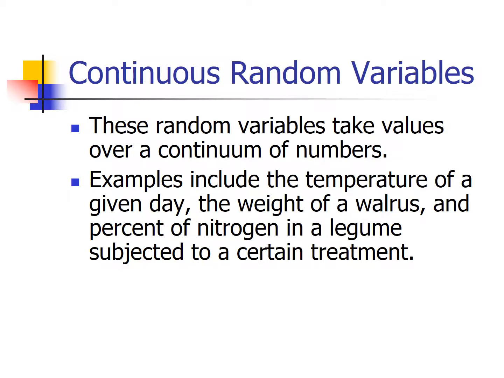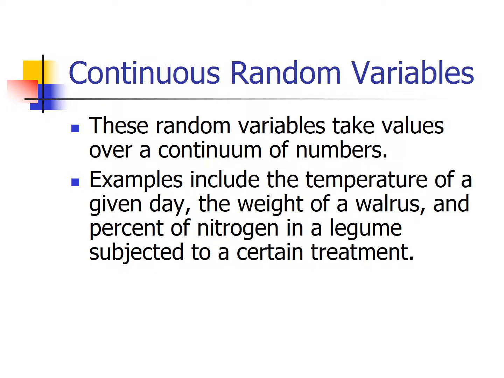With continuous random variables. Continuous random variables are random variables that take values over a continuum of numbers. So temperature during a day might be 90 degrees, might be 91 degrees, but could also be, say, 90.2 or 90.3 degrees. The weight of a walrus: often our scales will only measure something like 3,000 pounds or 3,001 pounds. But if we had a precise enough scale, it is possible for a walrus to weigh something like 9,000.01701 pounds. Agreed?